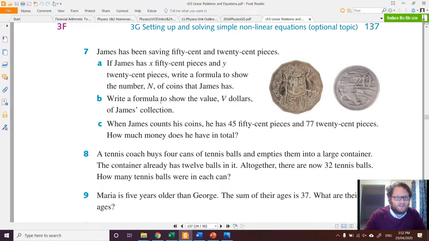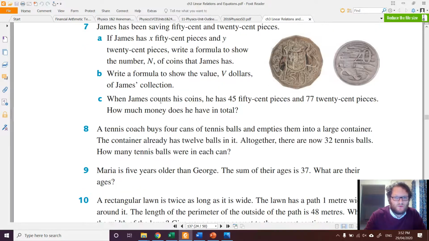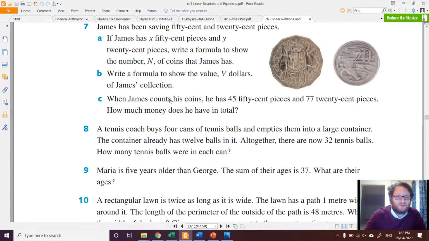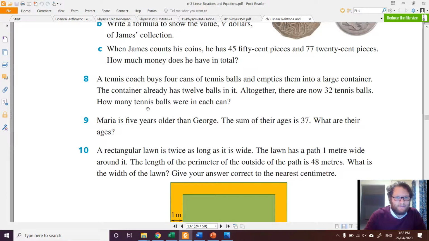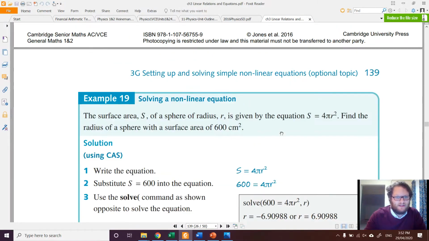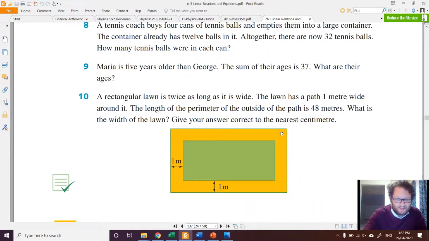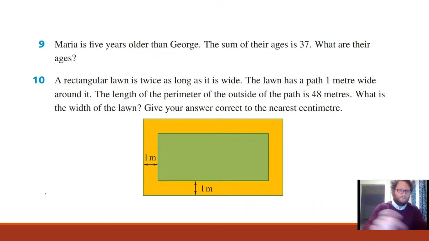So for example, in this question here, this one's sort of still playing around with that idea, but it makes it a little bit harder because then they want you to take the number of coins formula and convert that into a dollars formula. But look at this one here. Maria is 5 years older than George. The sum of their ages is 37. So hold on, before I do that, let's just do this. I've got the questions now up in PowerPoint.